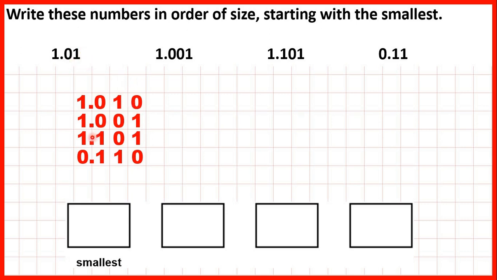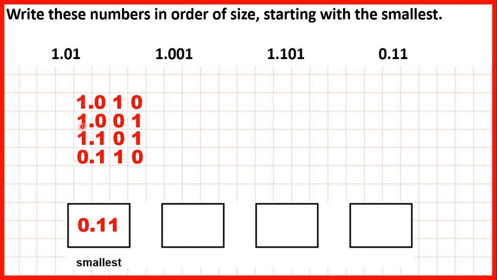But once we've done that, we can compare by looking at the digits, starting with the largest place value, so starting on the left. We can see that 3 of our numbers have 1 as the ones digit, but this number here has a 0. So that means 0.11 will be our smallest number.